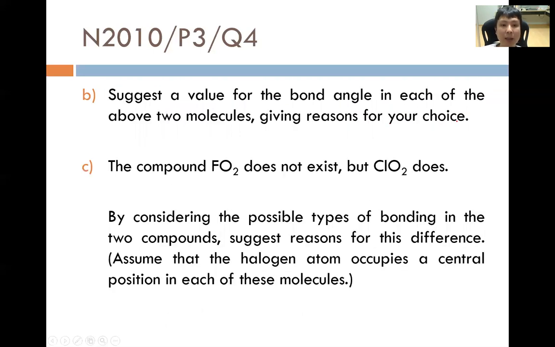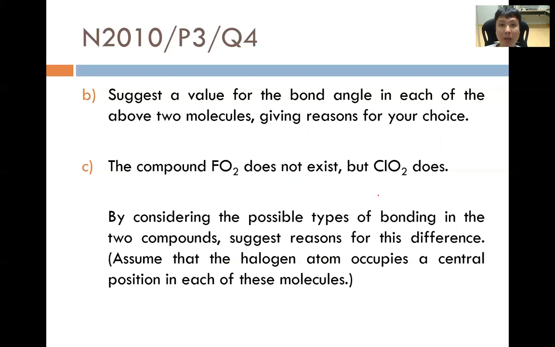The second part is to suggest a value for the bond angle of each of the above 2 molecules, giving the reasons for your choice. I already mentioned the reason as well as the values for the bond angle. In part C of the question, the compound FO2 does not exist, but ClO2 does. By considering the possible types of bonding in the 2 compounds, suggest reasons for this difference. Assume that the halogen atom occupies a central position in each of these molecules.